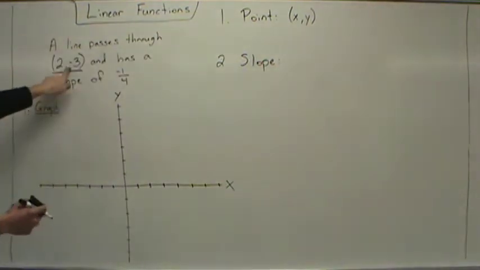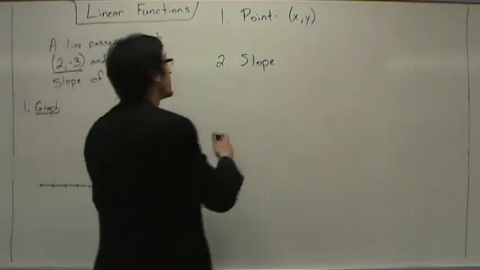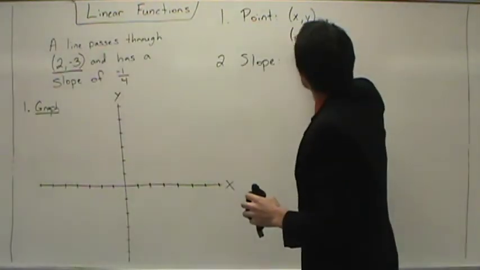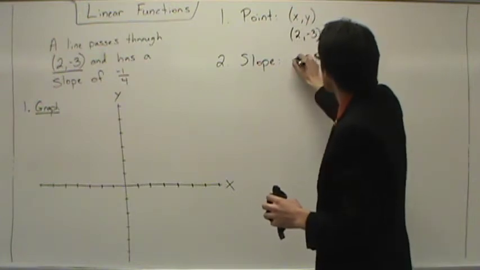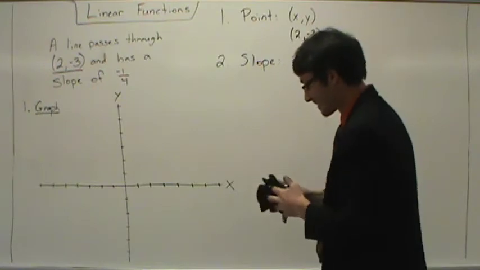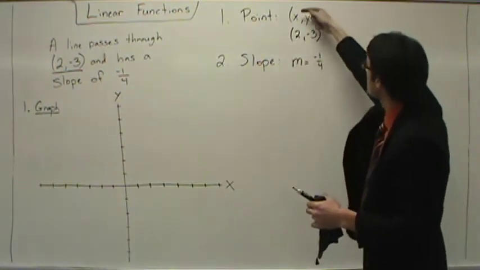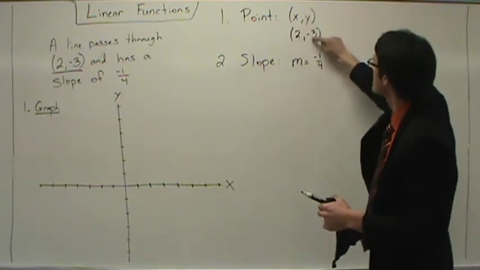Yes. Okay, here is your point, the line passes through, and here is the slope. So we're going to write that over here. Our point is (2, -3), and our slope, represented by variable m, is -1/4. Now, I want you to notice, in your point, what is the x value? The x value is 2, and what is your y value? Your y value is -3.